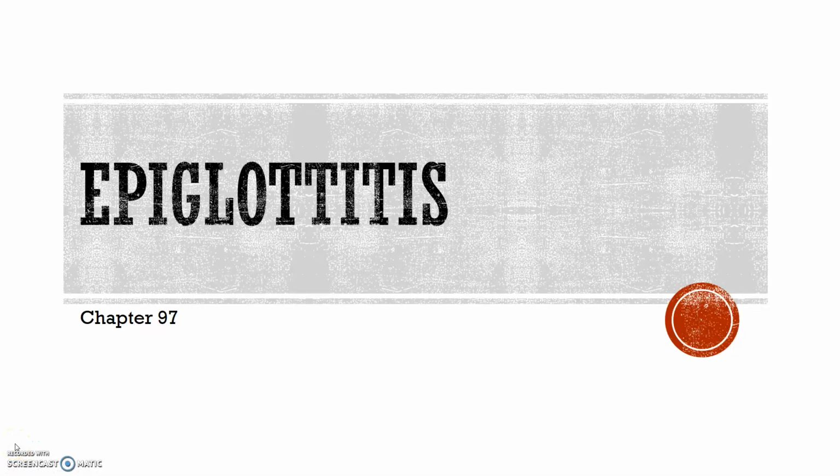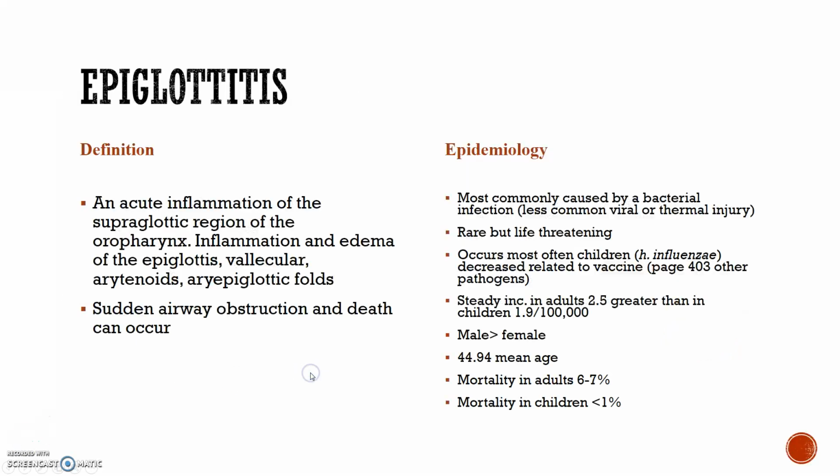Let's discuss epiglottitis, also known as supraglottitis. It is an acute inflammation of the supraglottic region of the oropharynx, with inflammation and edema of the epiglottis, the vallecula, the arytenoids, and the aryepiglottic folds. So you've got several anatomical structures that are affected.